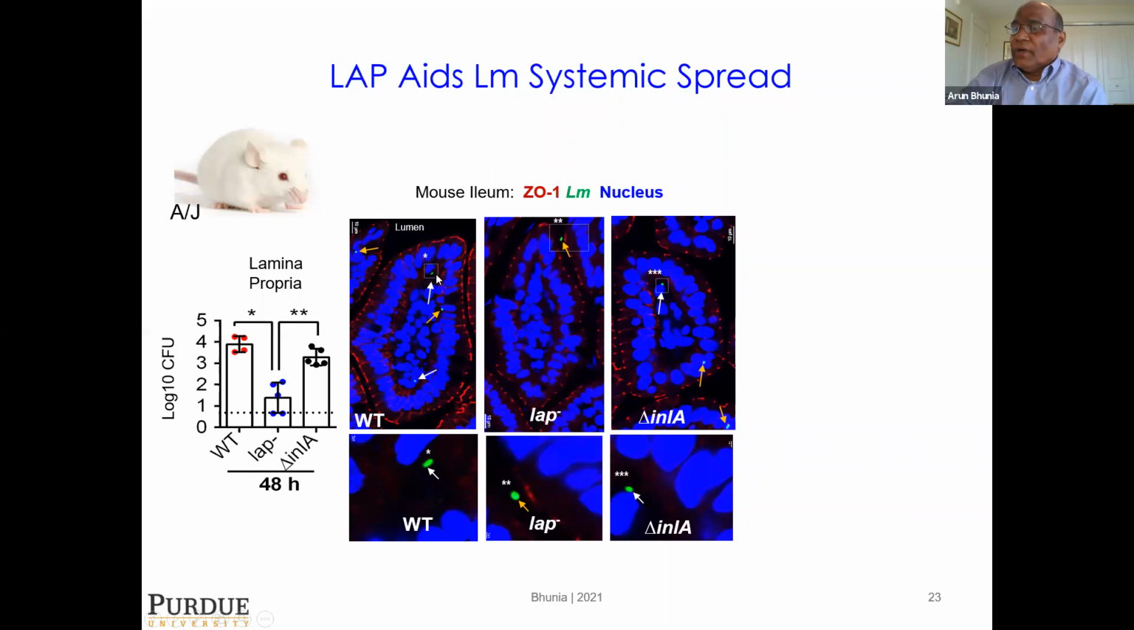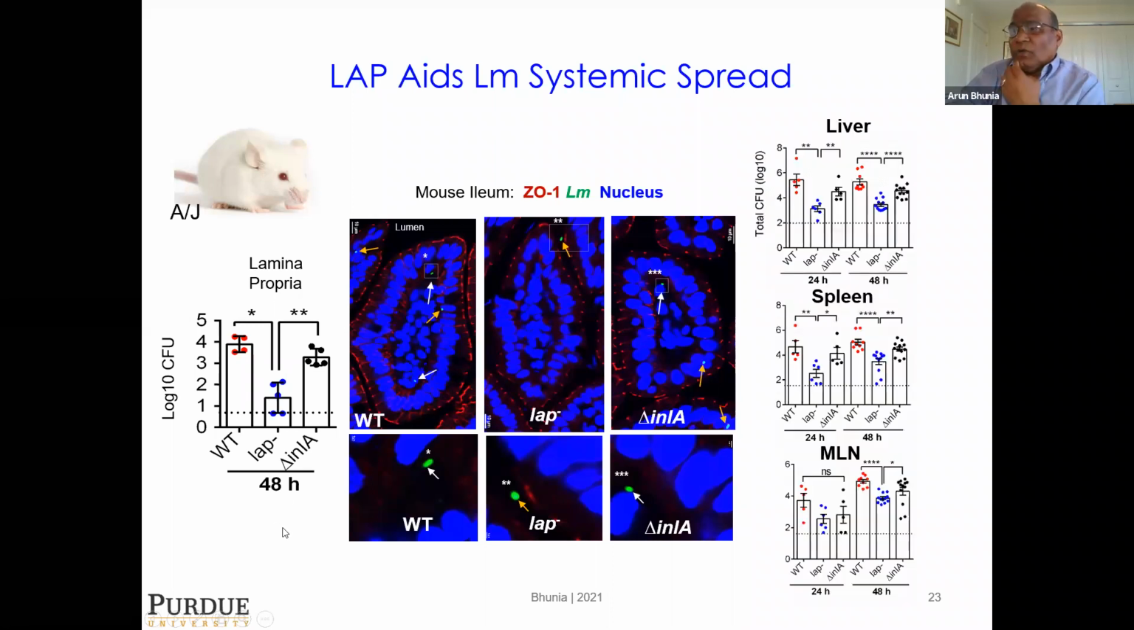Here, what you are looking at, the Listeria monocytogenes in wild type, you'll find large numbers in the lamina propria. In lap mutant, mostly you'll find them in the lumen area. You do not see much in the lamina propria. Internalin A mutant, also like wild type, you'll find it in the lamina propria. This is quantitative data. You can see this lap mutant has a reduced level, and Internalin A is similar to wild type.